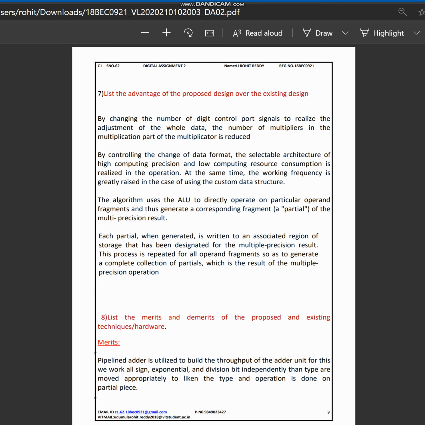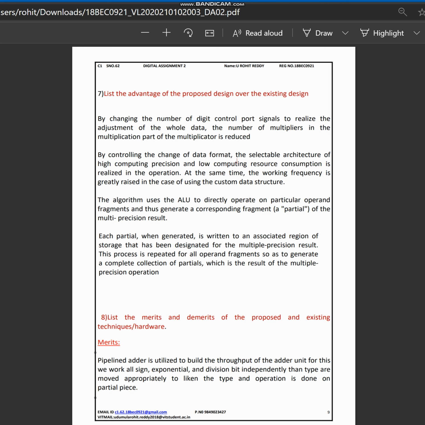And then, what are the advantages of proposed design over the existing design? By changing the number of digital control port signals to realize the adjustment of the whole data, the number of multipliers in the multiplication part of the multiplicator is reduced. By controlling the change of data format, the selectable architecture of the high computing precision and low computing resource consumption is realized in the operation. At the same time, the working frequency is greatly raised in the case of using the custom data structure.